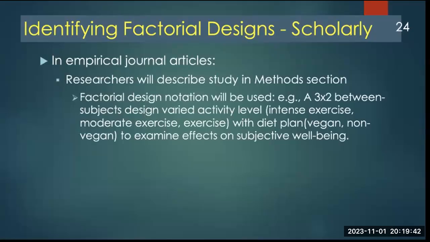They tell you right up front, it's 3x2. So 2 independent variables, one with 3 levels, the other with 2 levels. And they tell you what they are. They are activity level, that's the first independent variable, and the 3 levels are intense, moderate, and just exercise. And then the second independent variable is the diet. What are the 2 levels? Vegan and non-vegan. What's the dependent variable?